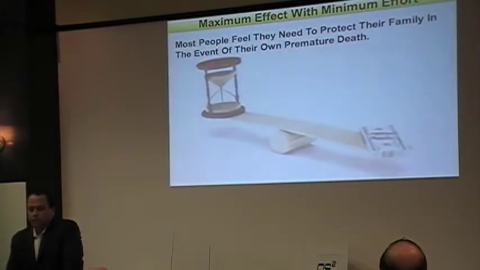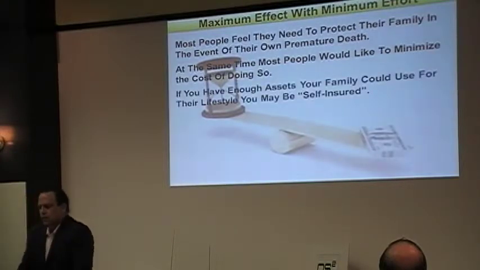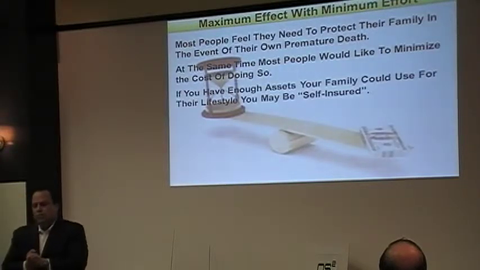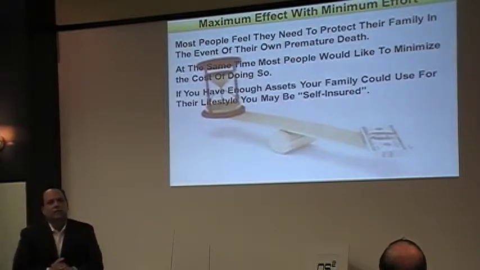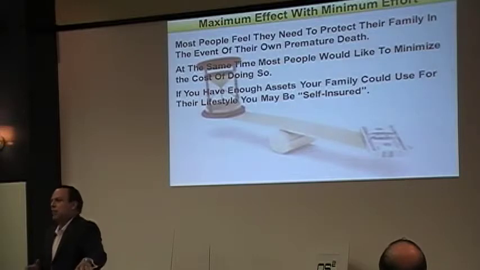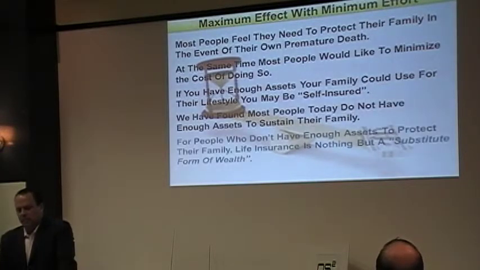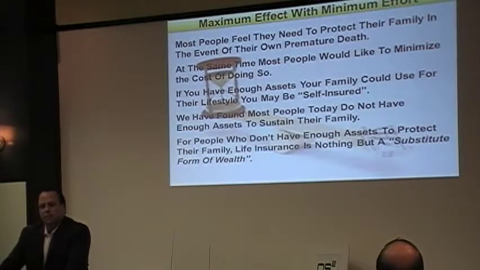Most people feel they do need to protect their family in case they die, right? At the same time, they like to minimize the cost. It costs too much or whatever it is, right? So if you have enough assets, your family could be self-insured. How many people in the United States have enough assets to say, I have enough money, my family's fine? Not many after the last 10 years. So we found most people don't have enough assets, which is everybody, and they need to protect their family.